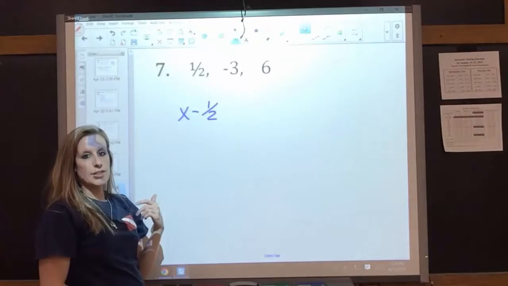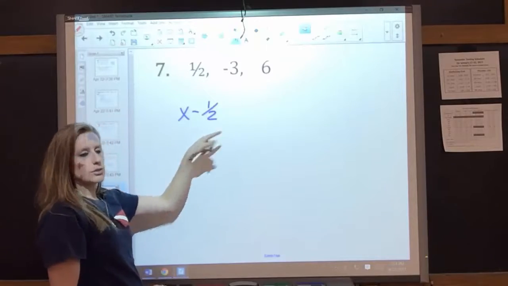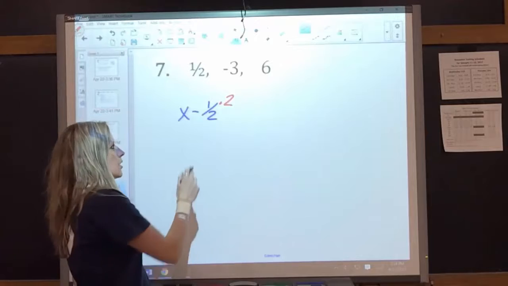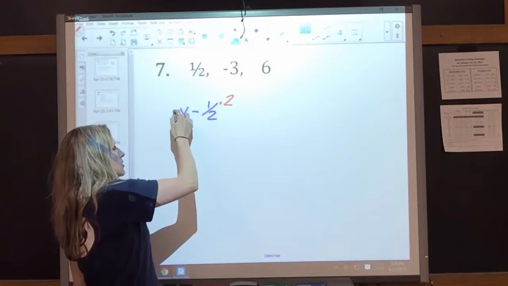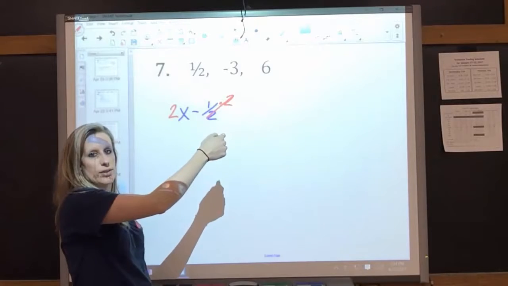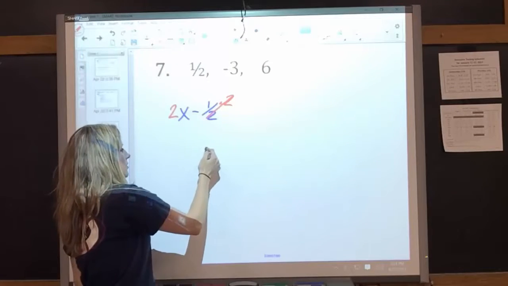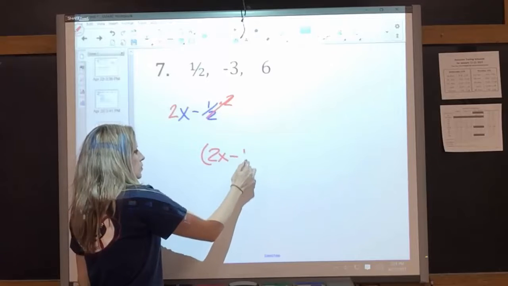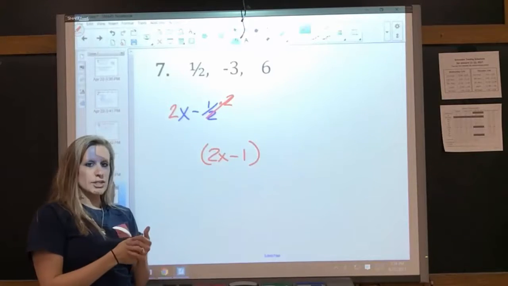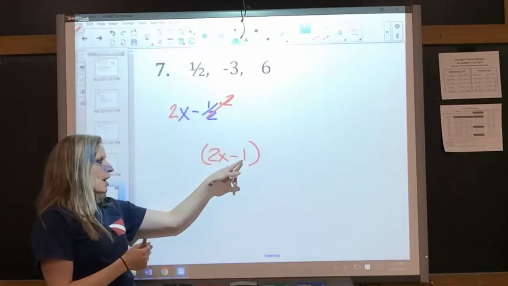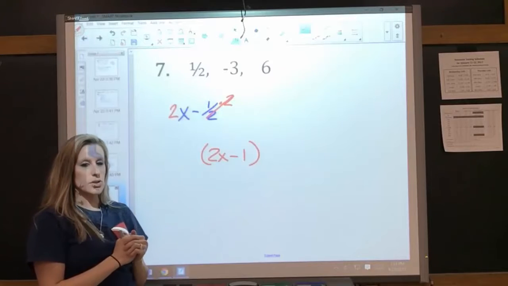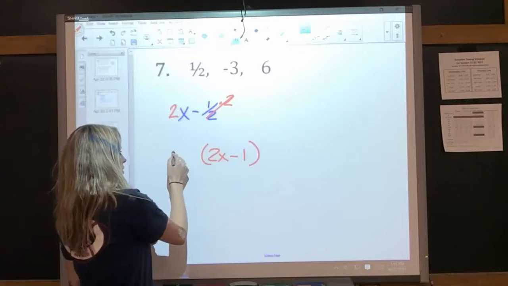To get rid of the fraction, the opposite of dividing by 2 is multiplying by 2, right? And we're going to do that to each term. So we're going to do that to the x too. Okay, so our 2's will cancel out on the fraction, and we have 2x minus 1. Okay, and if you kind of try to check yourself, your 0 would be +1 over 2, which is one of our solutions. So you can check yourself, okay?